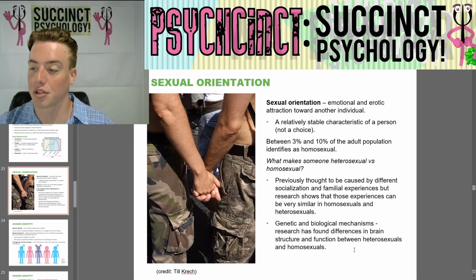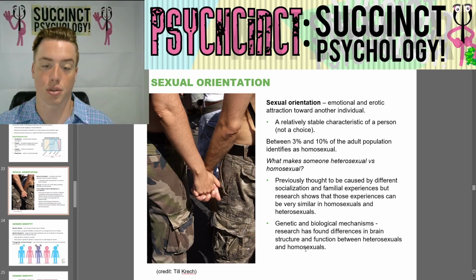Genetic and biological mechanisms. Research has found differences in brain structure and function between heterosexuals and homosexuals.